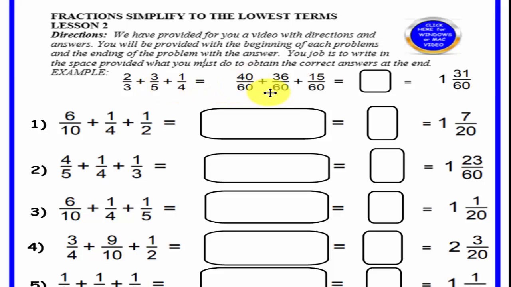How many times does 5 go into 60? Well, it goes in there 12 times, and 3 times 12 is 36. And how many times does 4 go into 60? Well, it goes in there 15 times, and 15 times 1 is 15. So we add all these up, and you put the answer in here, and we have an improper fraction. We have 91 over 60, right? And you divide the 60 into there, so you have 1, and you have 31/60ths left over.